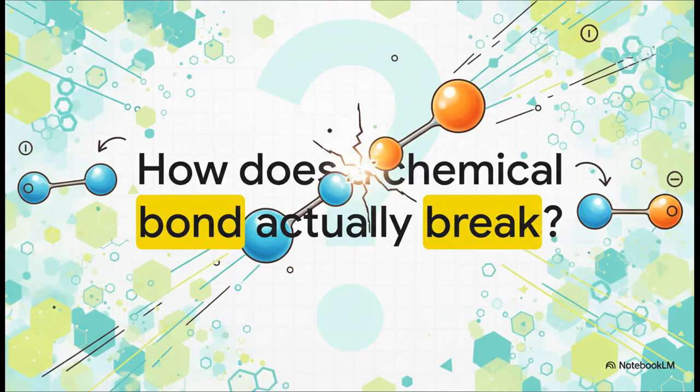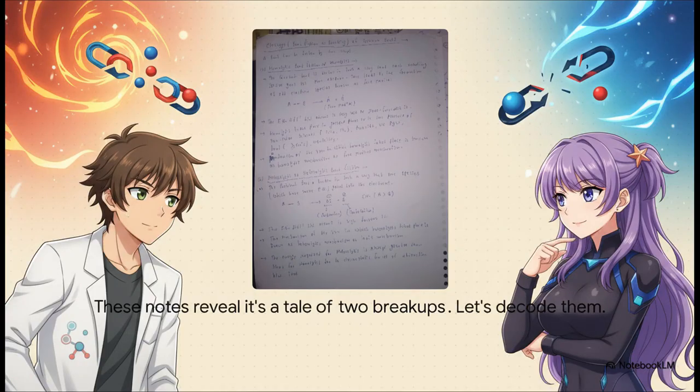We talk about chemical reactions all the time, but what's really going on when that fundamental connection between two atoms just snaps? How does a bond actually break? Okay, check this out. Our guide for this entire journey is this one single page of chemistry notes, and it lays out two totally distinct ways that a covalent bond can break. You can think of it as a nice, amicable split versus a super messy, dramatic one. So let's decode these notes together.